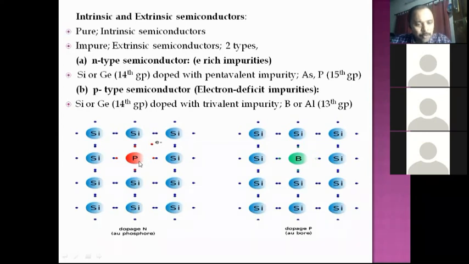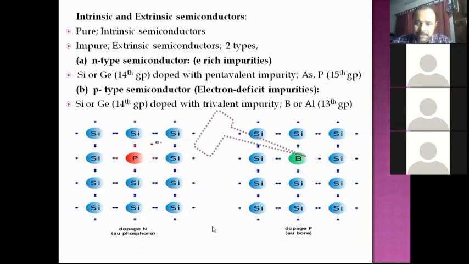Phosphorus has 5 valence electrons, of which 4 will be used to bond with the neighboring 4 silicon atoms, and 1 remains in excess. That excess electron adds to the overall conductance, thereby enhancing the conductivity of N-type. N is negative because of this excess electron itself. Is that okay? So that is the thing.